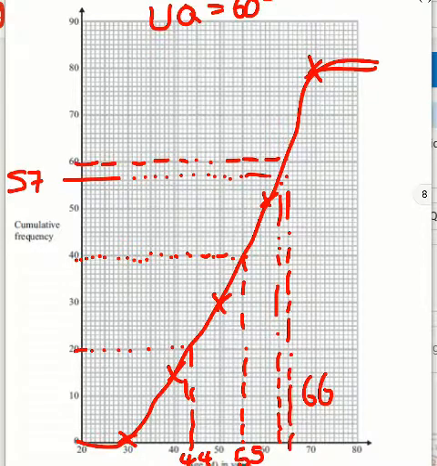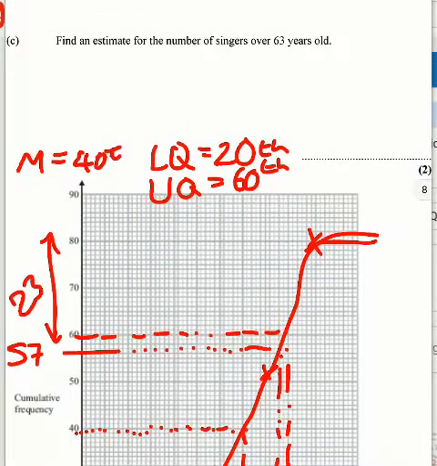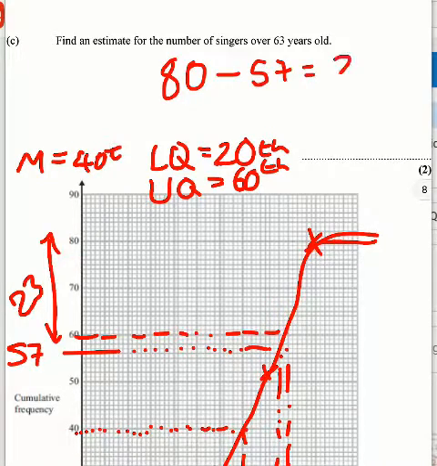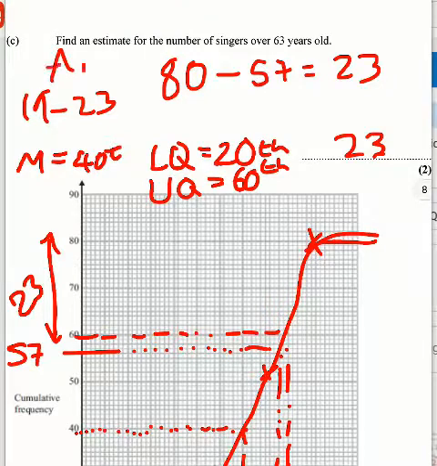So given that there are 80 people in the entire graph, then we can calculate that there must be 23 people who are above 63 years old, because 57 are 63 or below according to this here. So I'll just show the examiner how I got that. It was 80 subtract my 57 gives me 23 people who are above 63 years old. And again here, any answer between 19 and 23 would actually get you the answer mark. And that is question 8 completed.